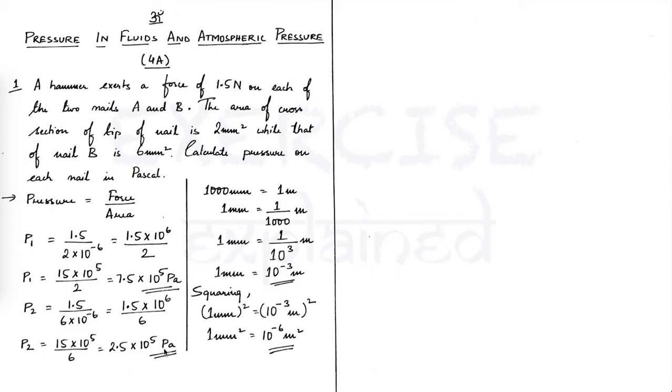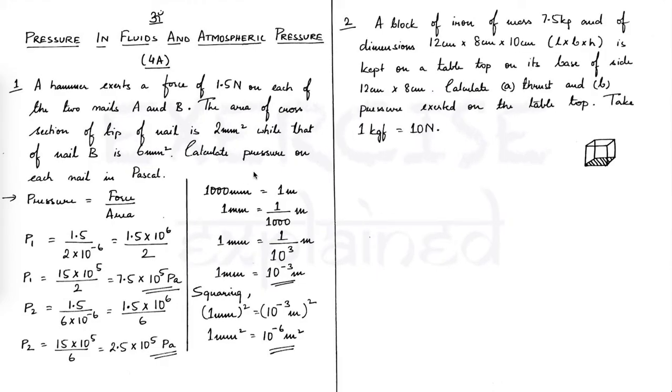Now from here we should understand that when the area of cross section is small, the pressure is more, and when the area of cross section is more, pressure is less. Coming to the second question, which would be the last question for this video, third question onwards would be done in the next video, the link for which will be provided in the description.